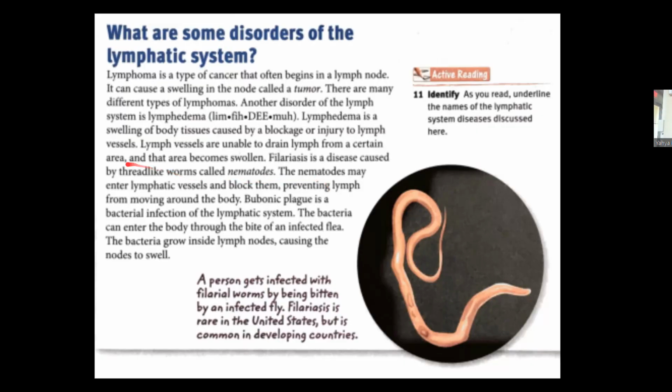The lymphatic system can have all kinds of different disorders. First of all, there's a certain kind of cancer called a lymphoma that often starts inside the lymph nodes. Remember the lymph nodes, the small bean-like structures? This cancer, lymphoma, can start inside of that lymph node.